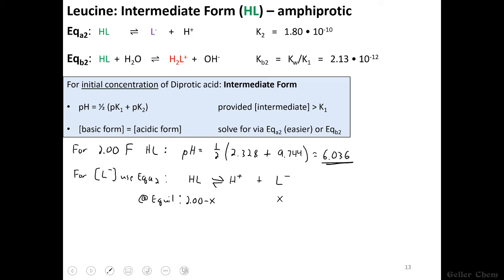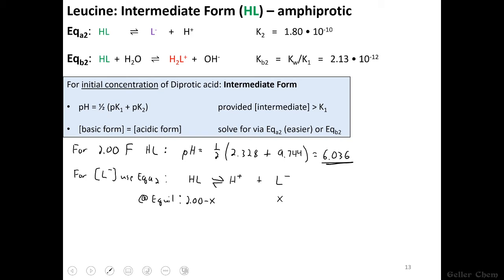As for why that is, well, it's not intuitive at all, but it just has to do with the complicated equilibria that are occurring in this solution. If you're interested, I'm happy to talk about it in office hours, but we don't need to understand it for the purposes of this class.